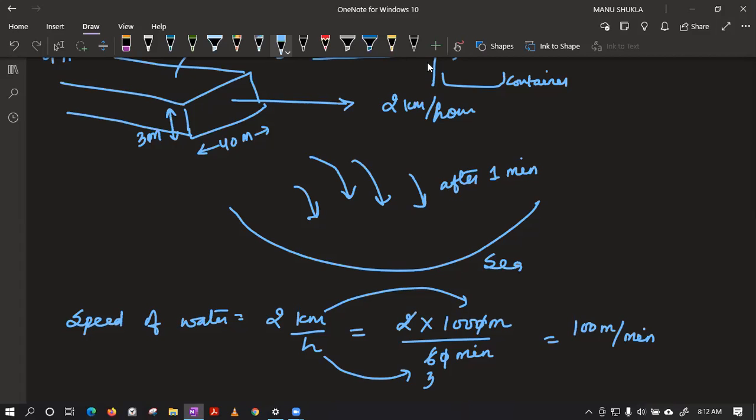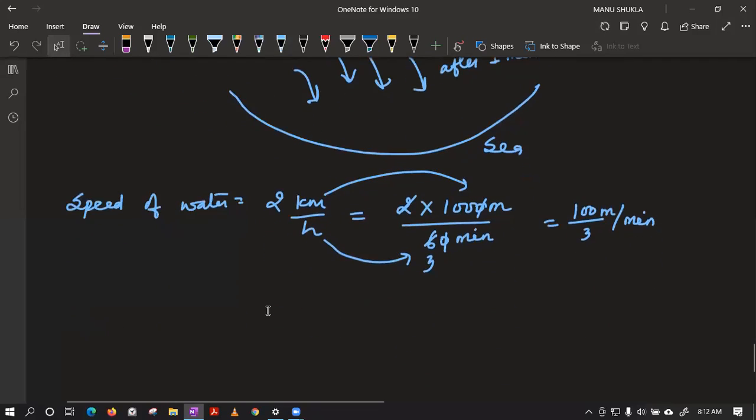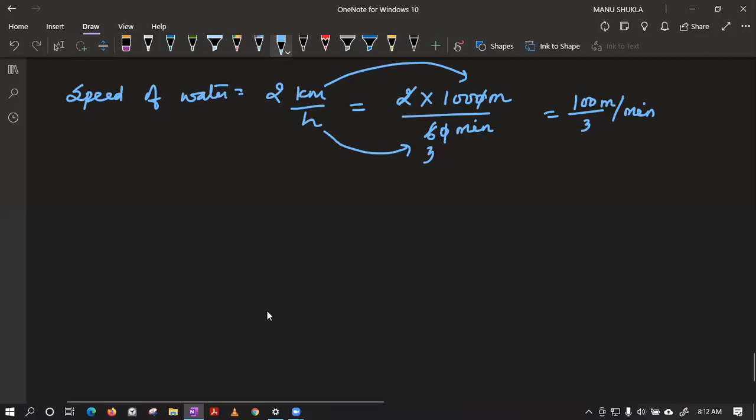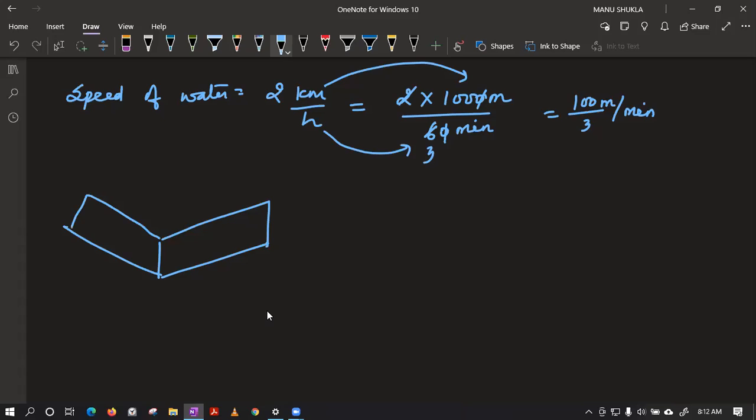Okay, class, are you able to understand this thing? Sorry, 100 by 3, my mistake. Now we have to find in 1 minute only. We can consider it as a cuboid now. Let me tell you how. If you want, you can take it as a cuboid now, like this. In 1 minute, we can say the width was 40 meter. The height was how much? 3 meter.